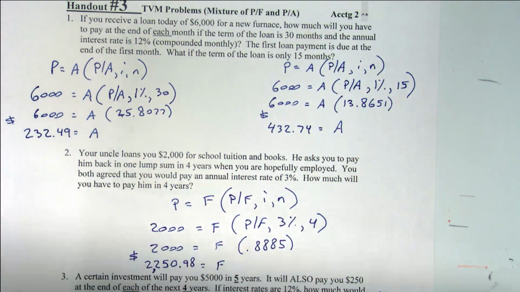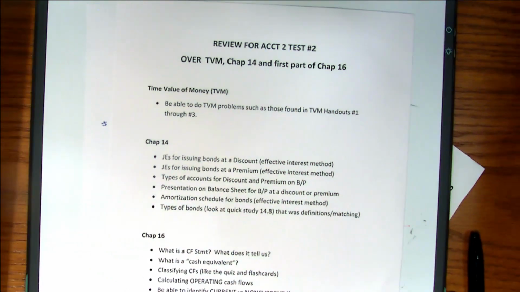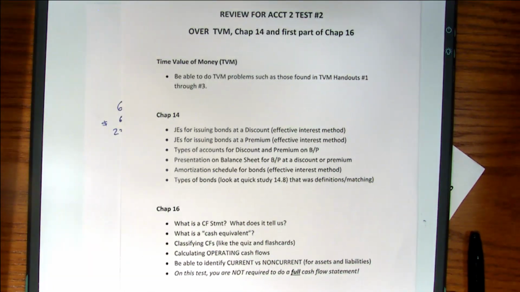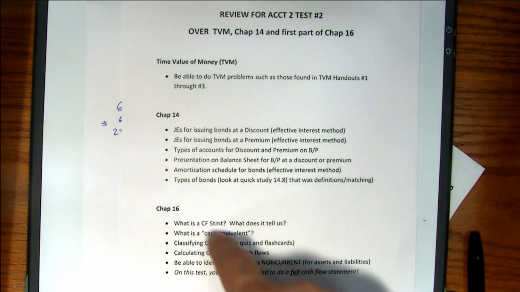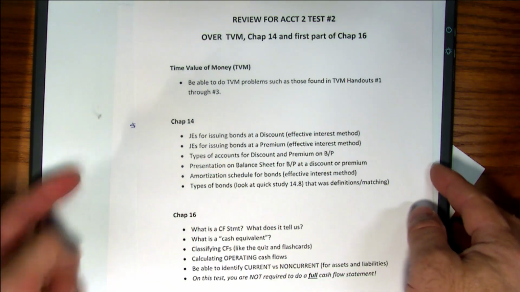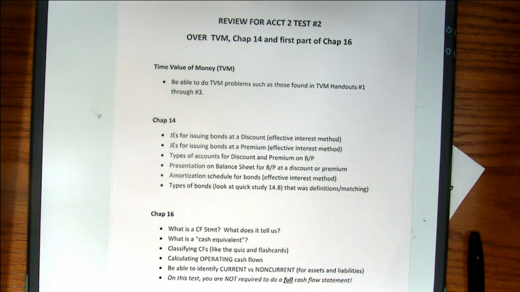If not, real quick, and you folks at home, this is in your handouts. I have a review for the test. Sometimes people like to have those, okay? So that gives you an idea of what's going to be on test number 2 over time value of money, chapter 14 and the first part of chapter 16. Now, I want to note something.